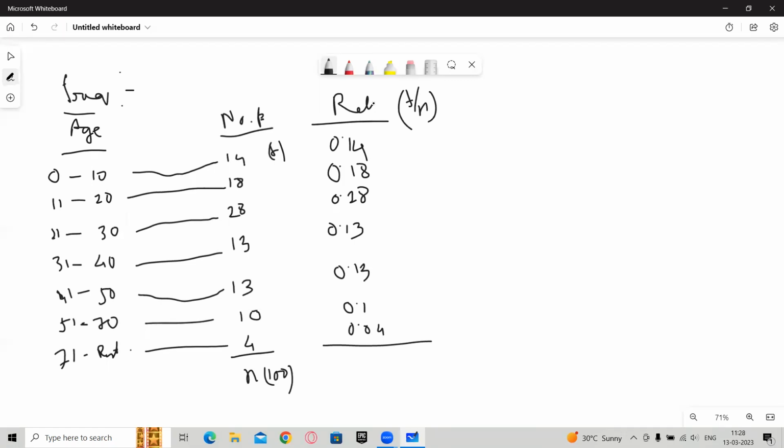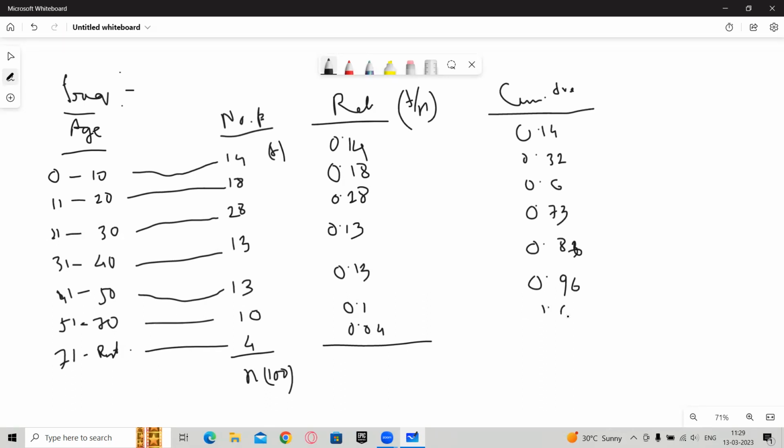So this is the relative frequency of it, and there is one more group you should know, that's called cumulative frequency. Cumulative frequency is nothing but adding the previous numbers. Okay, if we get the cumulative distribution, it is nothing but adding the previous numbers. So this would be 0.14. Now 0.14 plus 0.18 is 0.32. Okay, 0.32 and 0.28 is 0.6. Yeah, 0.73, 0.86, 0.9.